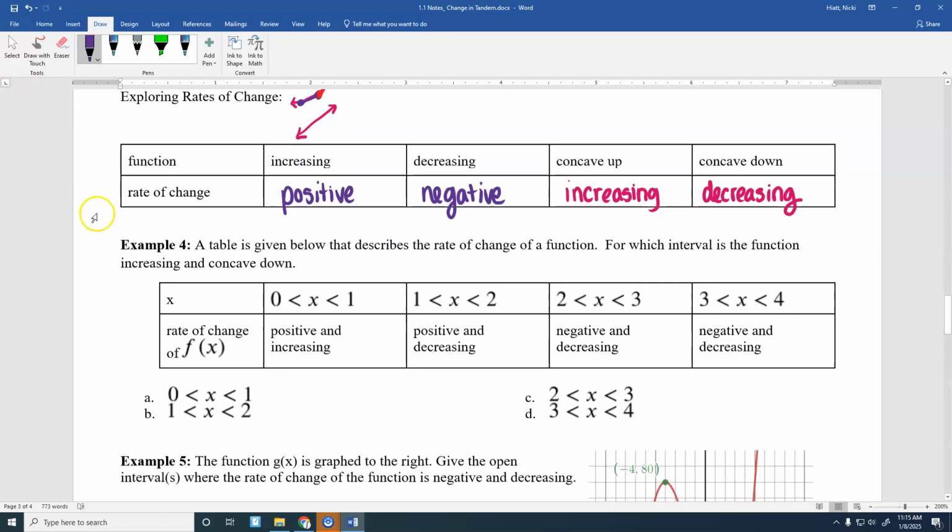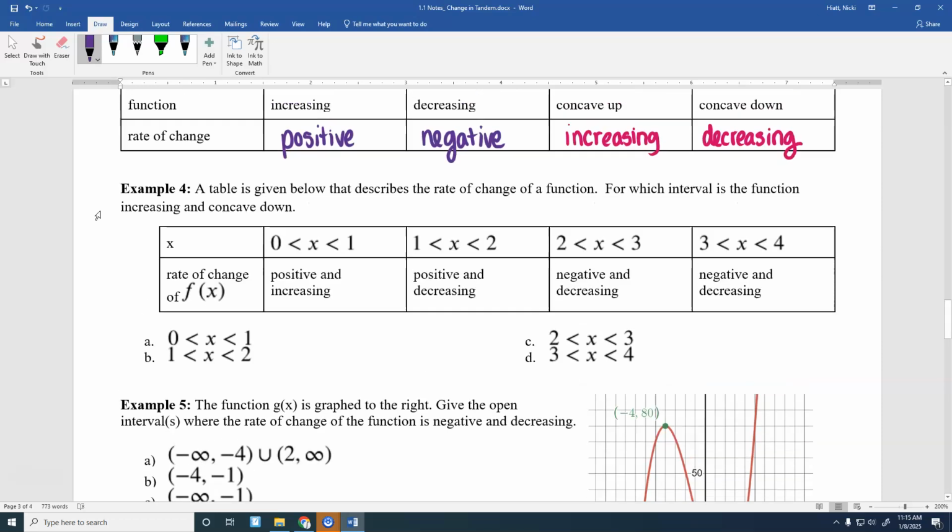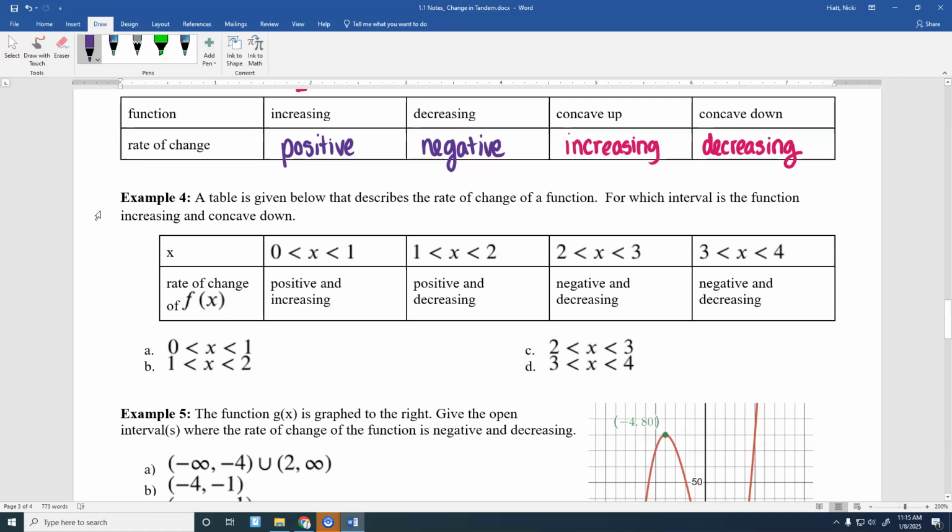So, for example 4, it says a table below describes the rate of change of a function. For which interval is the function increasing and concave down? Now this table, does it talk about the function? Is it giving you x and f of x? No, it is giving you the rate of change of the function. So if our function is increasing and concave down, we have to think about what that means for our rate of change of f.